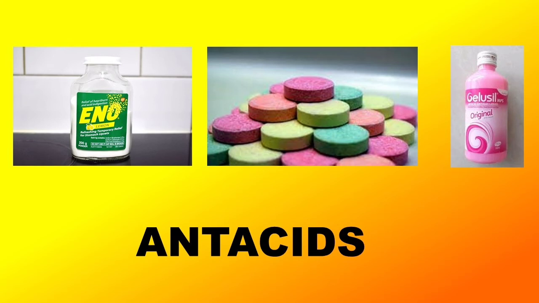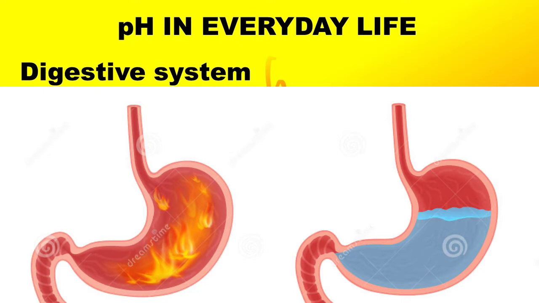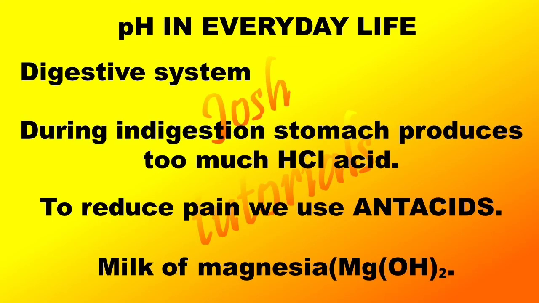Look at this picture. Do you know why and when these things are used? The stomach produces hydrochloric acid, which helps in digestion of food without harming it. During indigestion, the stomach produces too much acid and causes pain and irritation. In order to get rid of this pain, people use antacids. These antacids neutralize the excess acid in the stomach. Generally, we use milk of magnesia, magnesium hydroxide, aluminum hydroxide, and sodium hydrogen carbonate.